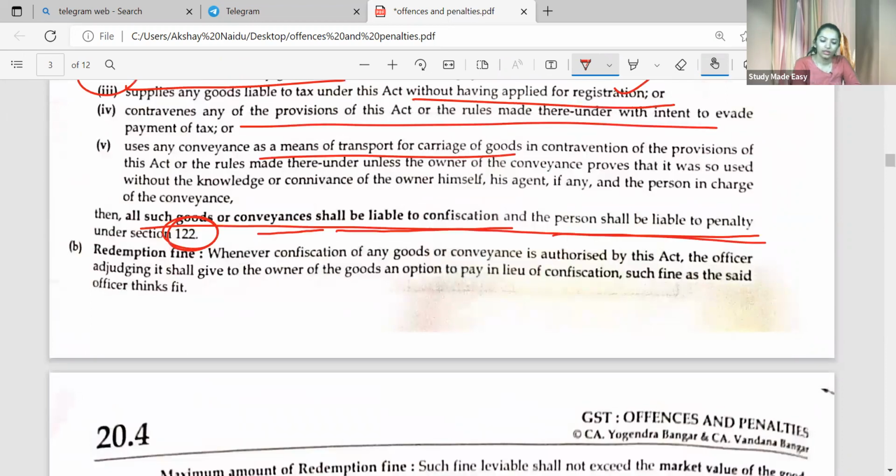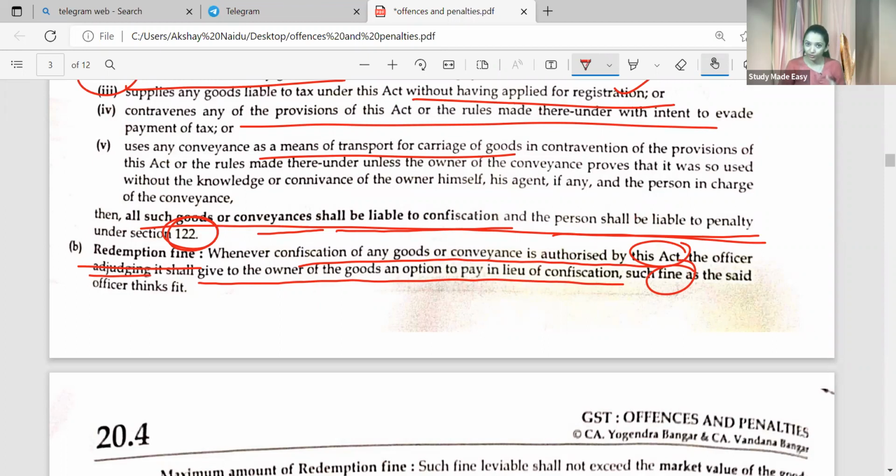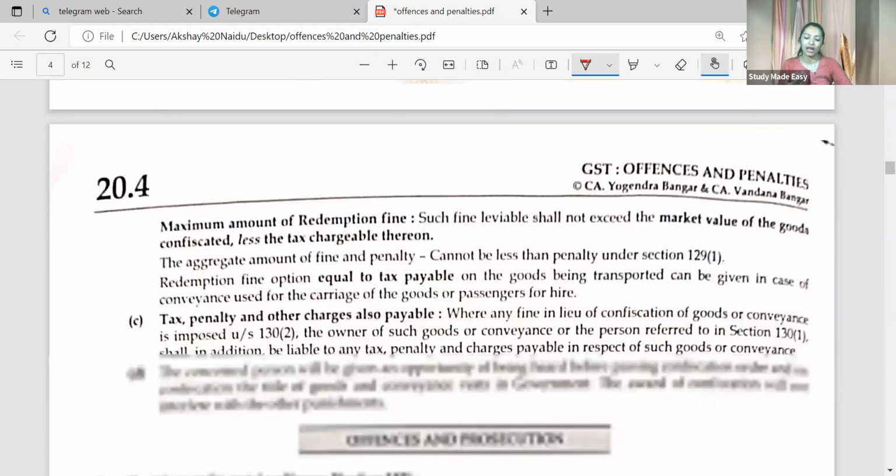Now, redemption fine. Whenever confiscation of goods or conveyances is authorized by this act, the officer adjudicating it shall give to the owner an option to pay in lieu of confiscation a fine. You can pay us the fine. हम confiscate नहीं करेंगे goods को. We will not confiscate. Just pay us the fine. Penalty तो you have to pay. Fine भी pay कर दो इन चीजों का. So it is at the option.